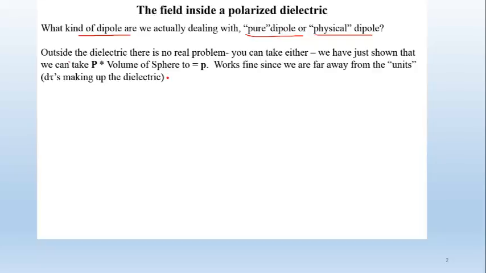Well, outside the dielectric, there's really no problem. You can take either one of these. We've shown before that if you take the polarization, capital P, in the dielectric, multiply by the volume of a sphere, you'll get a dipole moment associated with that volume. Well, that works pretty well as long as we're far away from the little volume elements that make up the dielectric, the d taus.